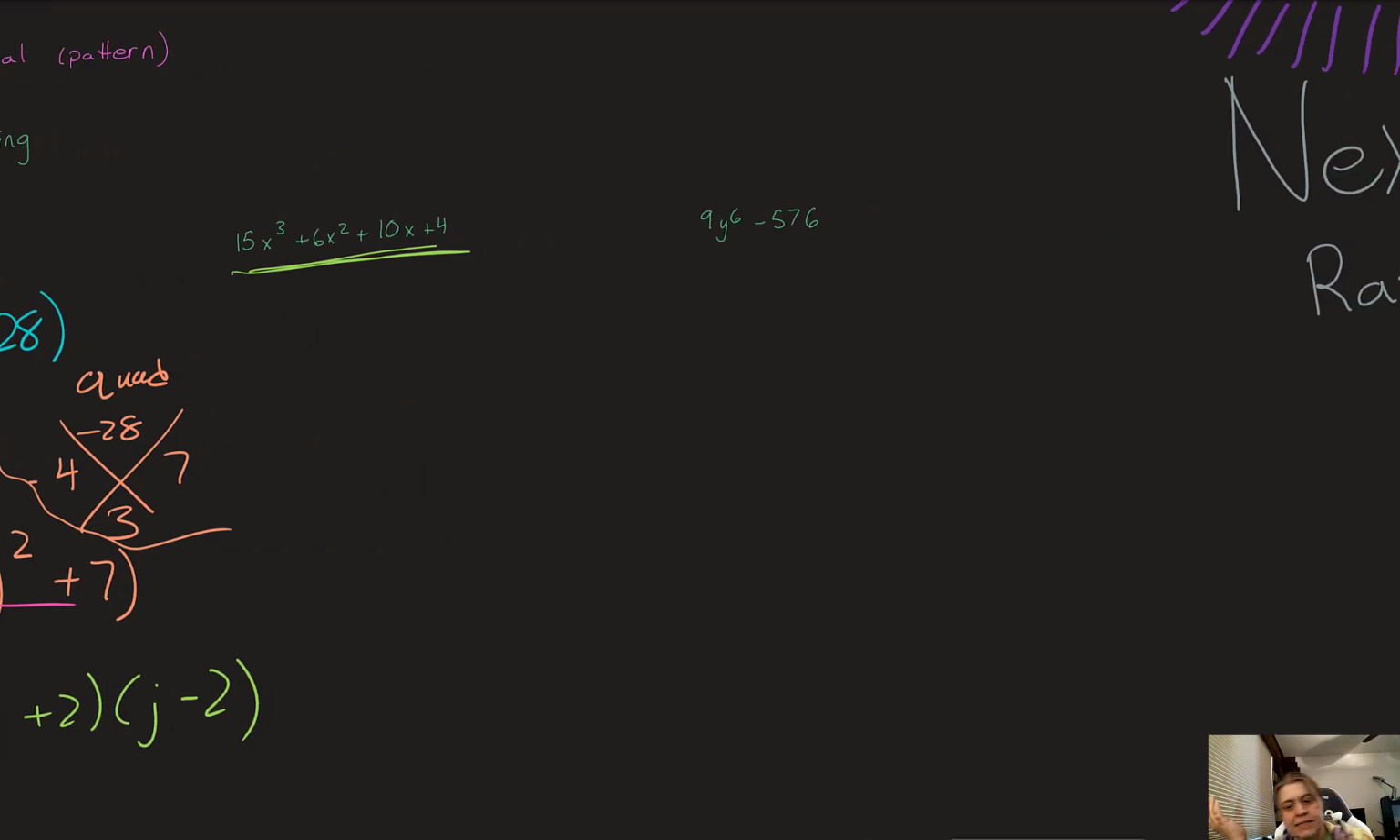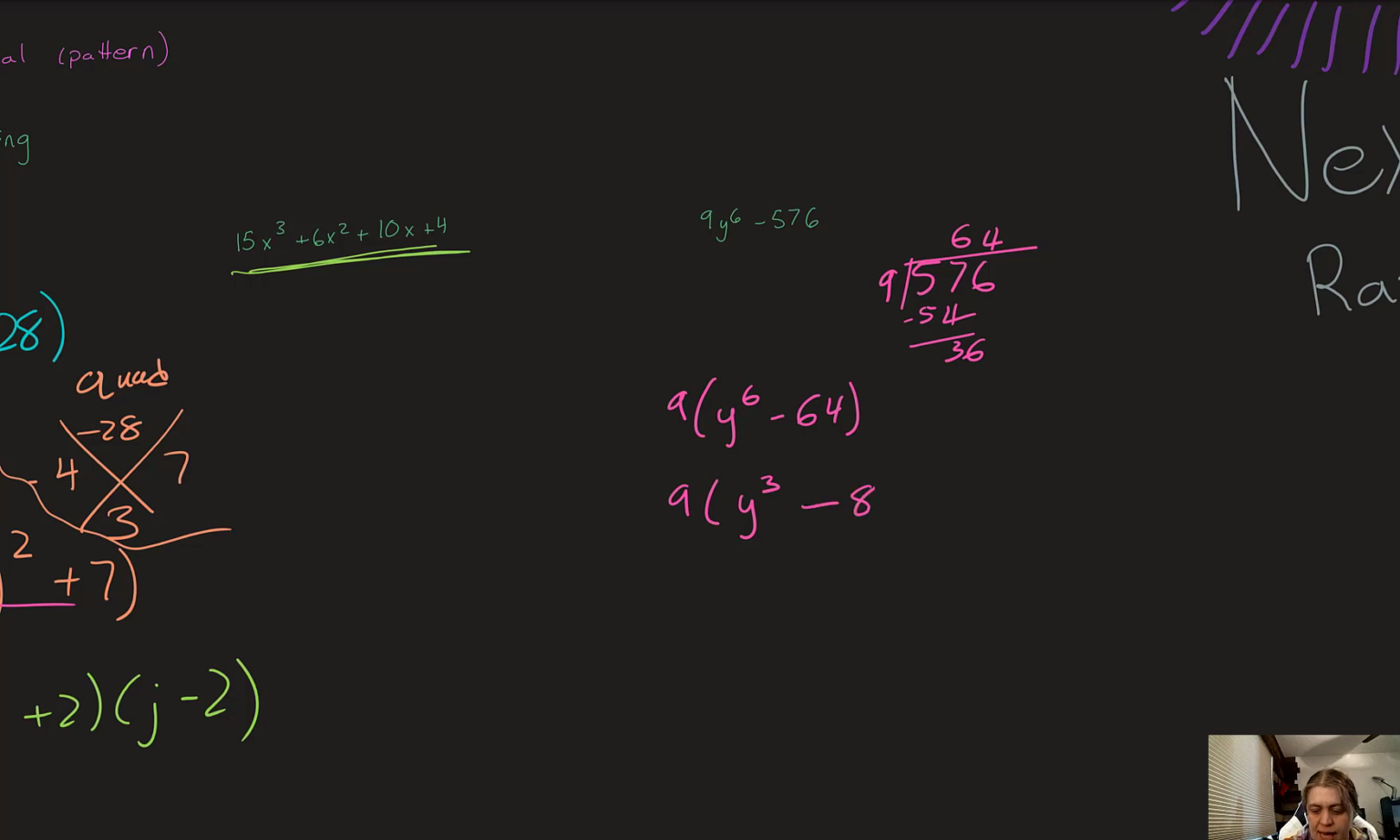And then this guy, let's start with the GCF. Is 576 divisible by 9? Please, oh please, that would make life so much easier. 576 divided by 9 is 64, yay! So we're going to pull out a 9, and we're left with y to the 6 minus 64. I feel like this is going to be a difference of squares. It might be a difference of cubes, but I know it's a difference of squares, so I'm going to start there. So we've got y cubed minus 8, and y cubed plus 8.